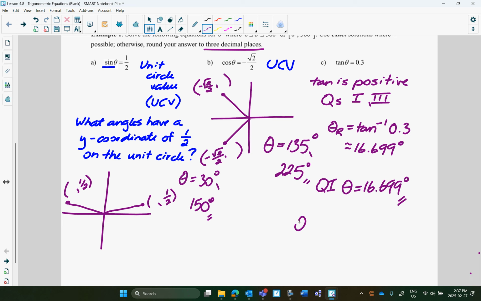My other answer is going to be in quadrant 3. If the reference angle is this, how do I find the actual angle in quadrant 3? Plus 180. You take your reference angle plus 180. And you will get 196.699 degrees.